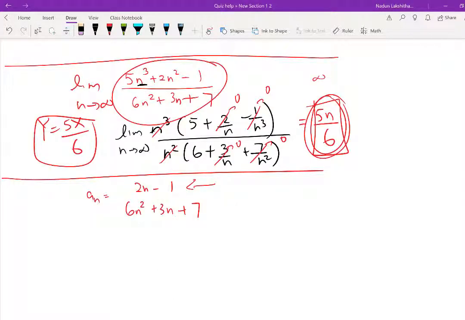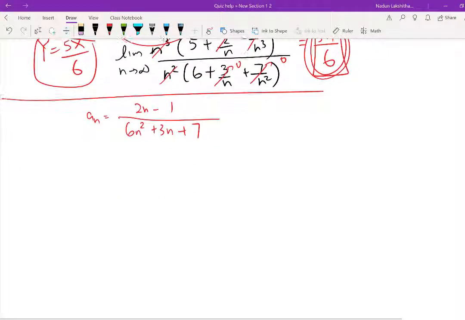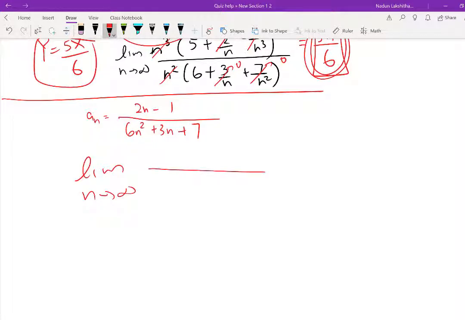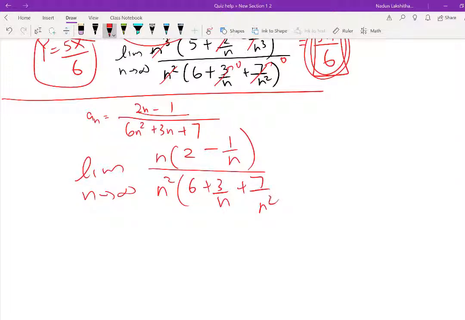Again, look at this sequence. If you use the third process, where you think about the numerator separately, 2n minus 1 goes to infinity, 6n square goes to infinity, so it's infinity over infinity. So we have to use a different trick, right? What is the trick? We already learned that we factor out the highest degree. So in 2n minus 1, the highest power is n to the power 1, so take out an n, so it's 2 minus 1 over n. Here n square is the highest degree, so it's 6 plus 3 over n plus 7 over n square.